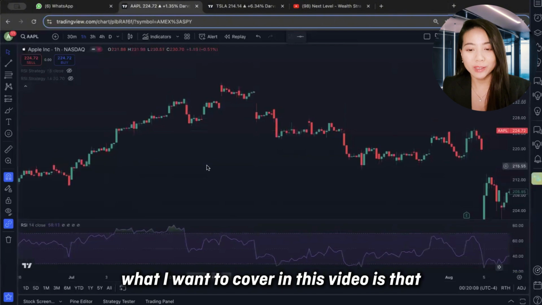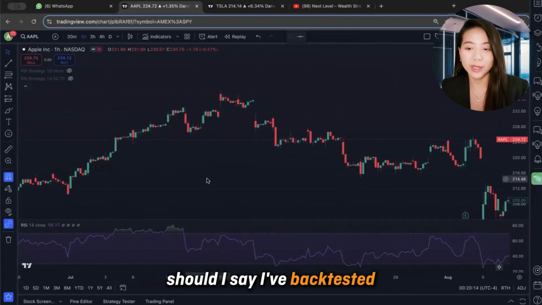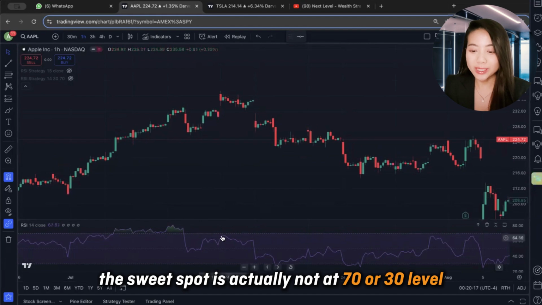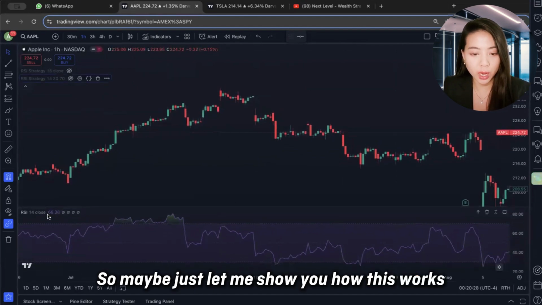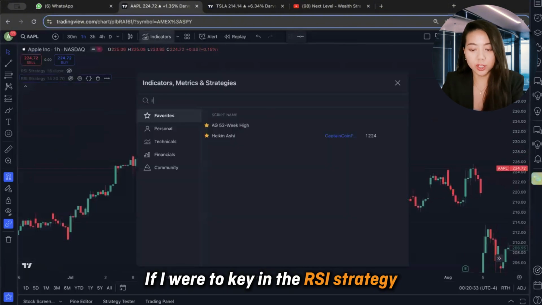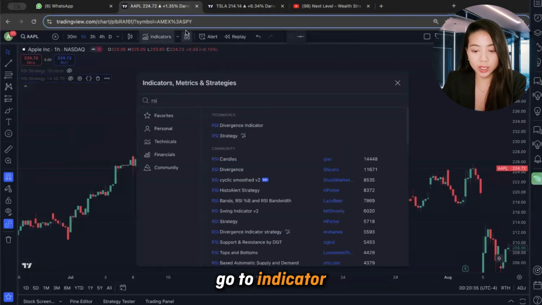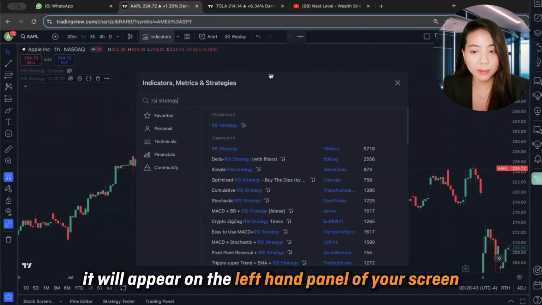However, what I want to cover in this video is that, I realized, or in fact I should say I've backtested, the sweet spot is actually not at the 70 or 30 level. So maybe let me show you how this works. If I were to key in the RSI strategy, same thing, go to indicator, key in RSI strategy. Once you type this in, it will appear on the left hand panel of your screen.